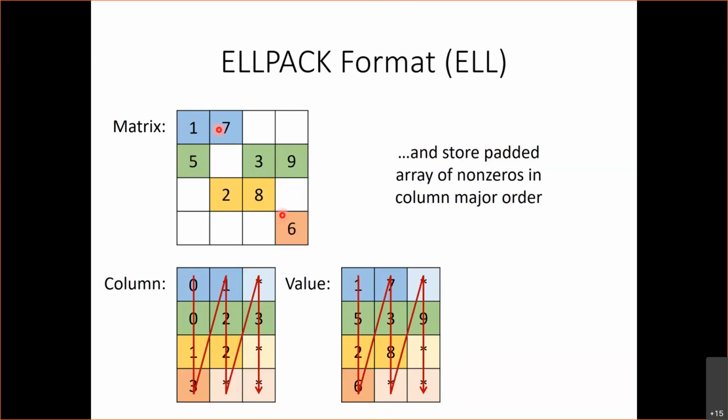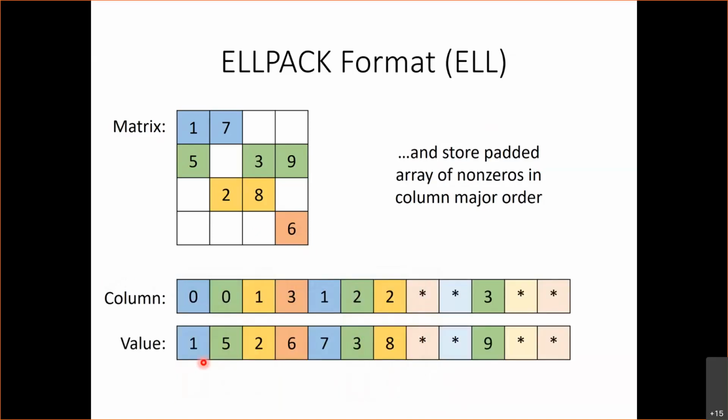Then we're taking the second element of each row and we're putting them next to each other in memory. Then the third element of each row, etc. So if we look at what this looks like when we flatten this array, it's going to look like this. Here I'm going to have the first element of each row, and then the second element of each row, and then the third element of each row, etc.